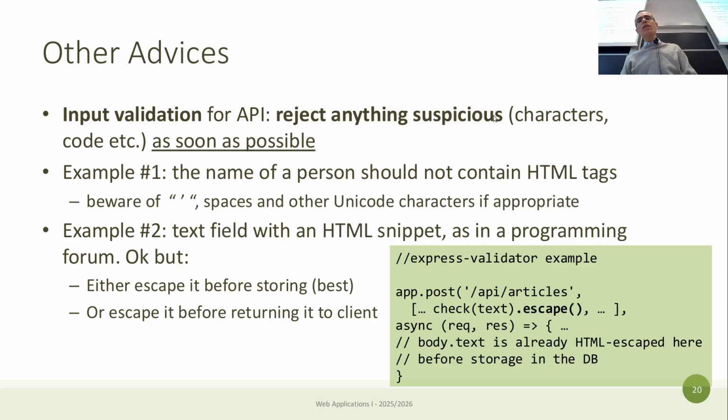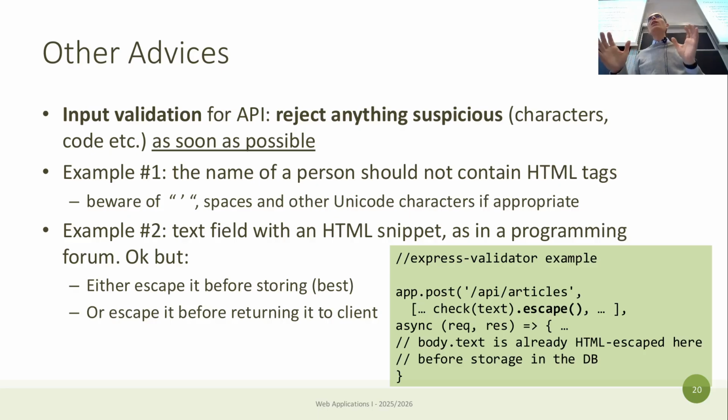So reject anything suspicious as soon as possible. You're expecting the zip code, the Italian zip codes are 5 digits. If you get 6 digits, if you get something which is not a digit, just reject things. Just make sure you reject things which are really not valid, because otherwise you cut out some users from your application, right?